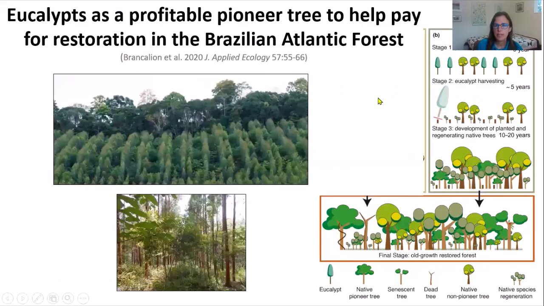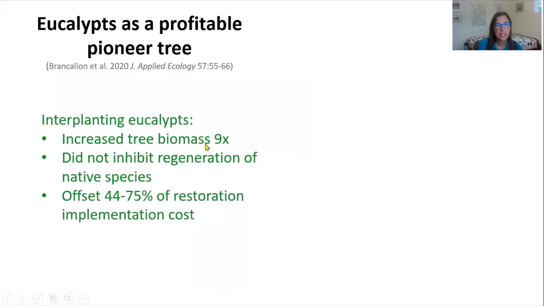A final example of another creative, potentially scalable solution is work that Pedro Brancaleone has been doing in Brazil, where they're interplanting eucalyptus with native tree species. The idea is that you harvest them after about 5 years, that provides income, and then it helps with forest regeneration over time. And again, there's a recent paper that summarizes the results of this work. What he's found is that planting eucalypts increased tree biomass by about 9 times, didn't inhibit regeneration of native species, and helped to offset a substantial amount of the restoration costs.